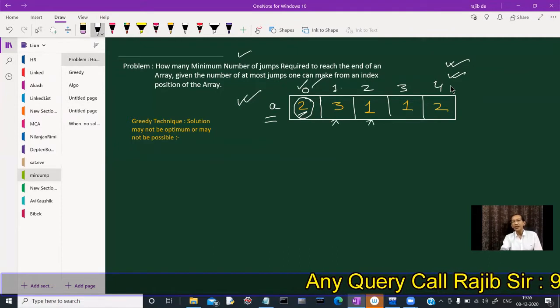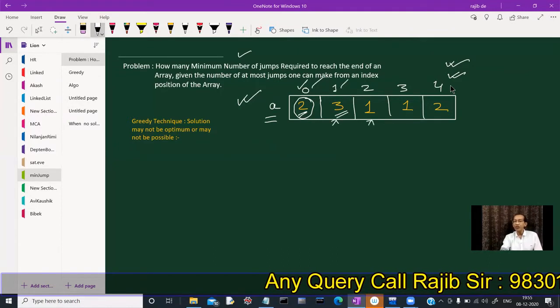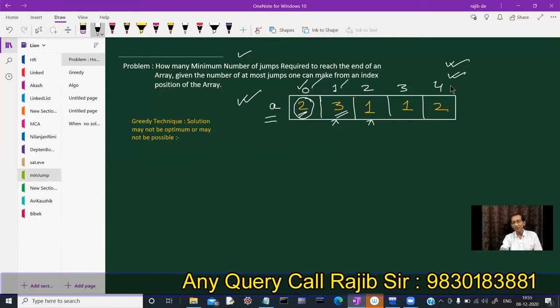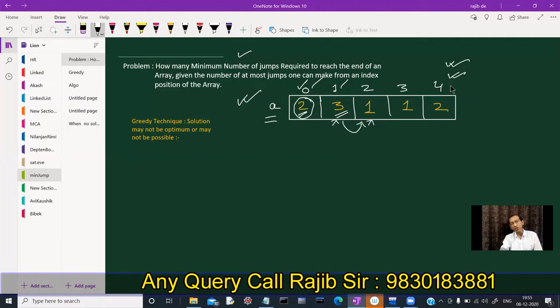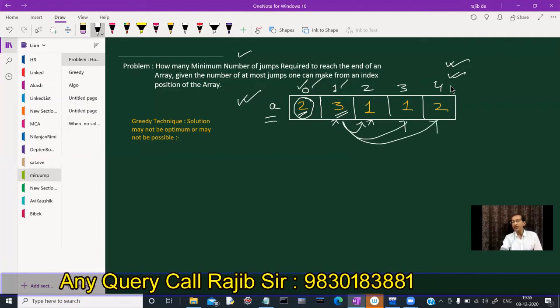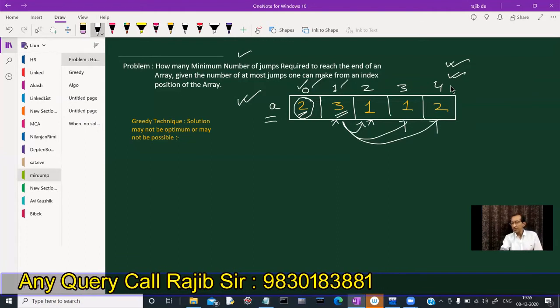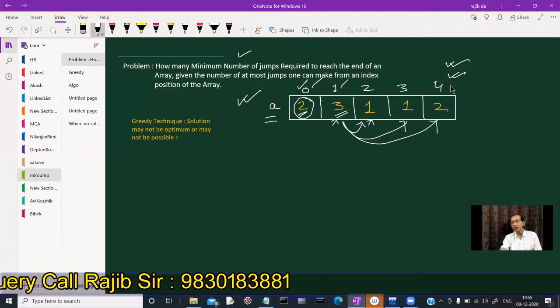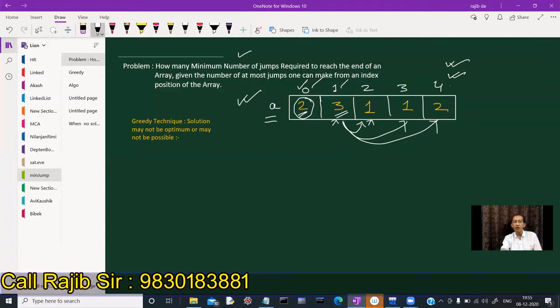Similarly, at index 1, the value is 3. That means you can make 3 jumps at a time maximum. So if you want, you can go to the next location, or to index 3, or you can reach index 4. Now your objective is to find the minimum number of jumps required starting from 0 to reach 4.